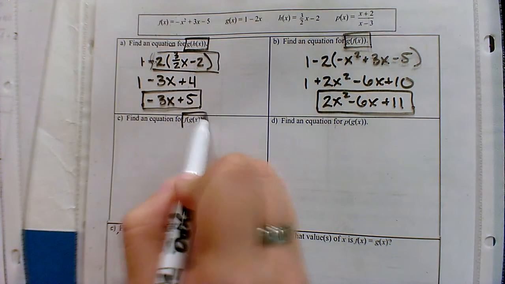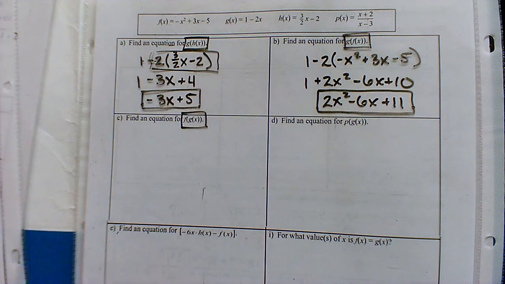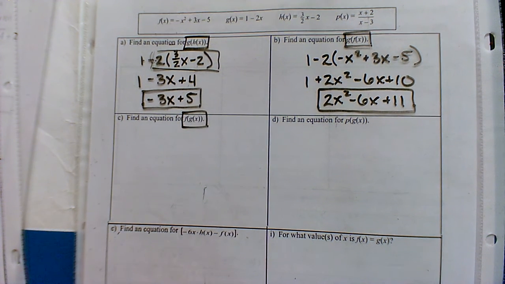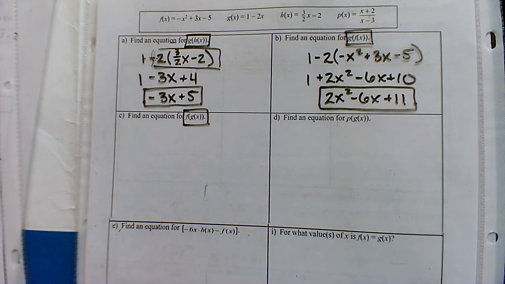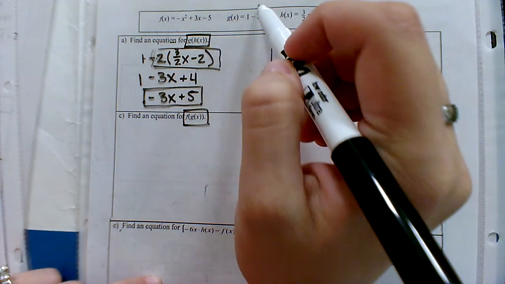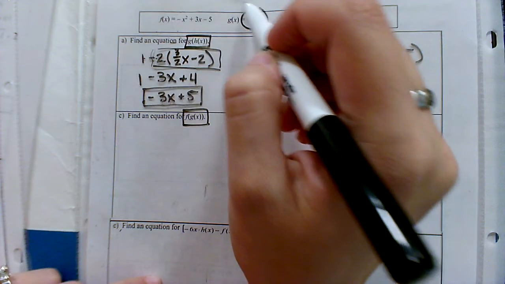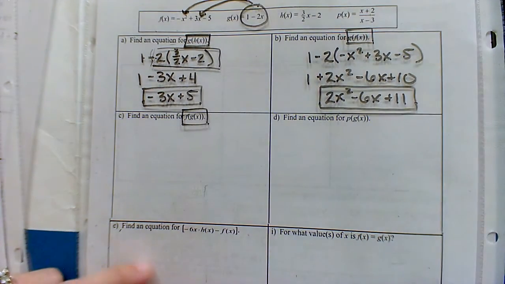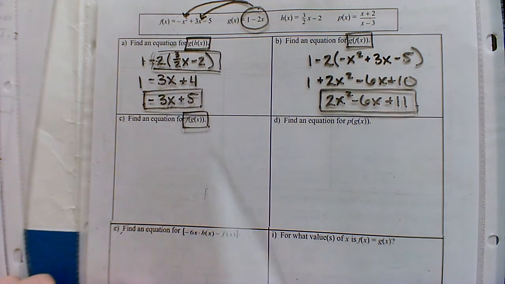Let's take a look at C. What's that notation asking us to do? It's asking you to place the x in the F equation with the G equation. All right, so we're going to take the G equation and plug it in for every x in the F equation. Looks like we have 2 of them to replace.